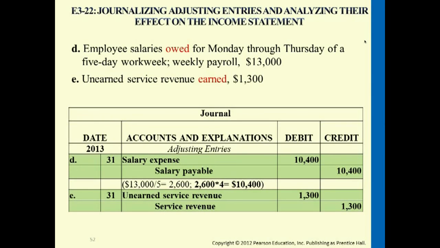Okay, if it was only for Monday and Tuesday, then that would be $5,200, $2,600 times 2. But here, typically if the end of the month falls on a Thursday, then we'll record 4 days. If it falls on a Wednesday, then we'll record 3 days.